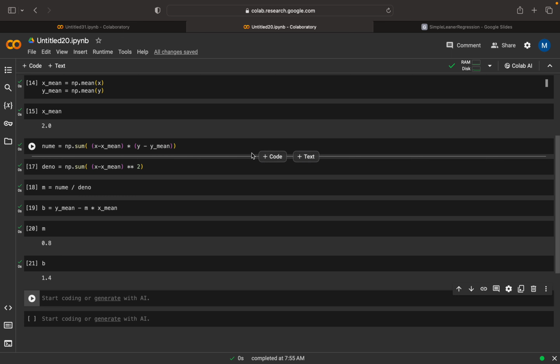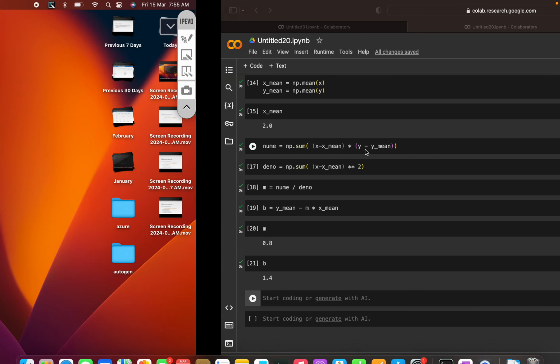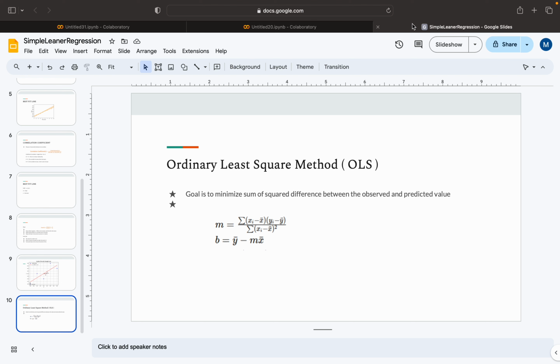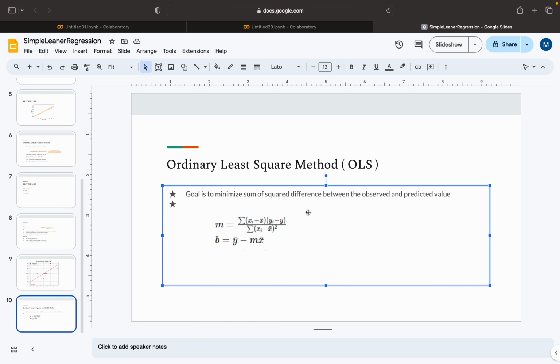I think we covered the OLS method completely. In the ordinary least square method, we discussed the equation for m and the equation for b. Then we solved m and b mathematically with an example. I have also shown how to solve m and b using Python programming language. So that is all about in this video.